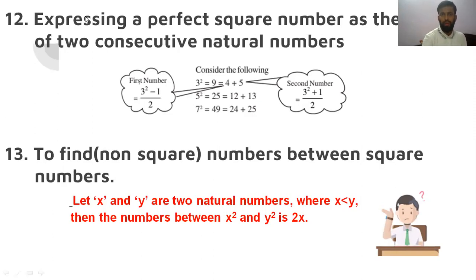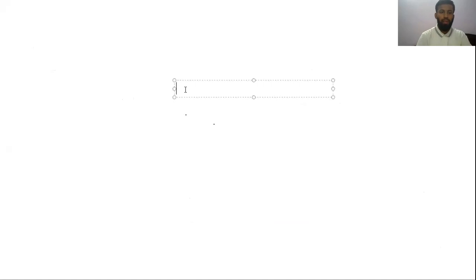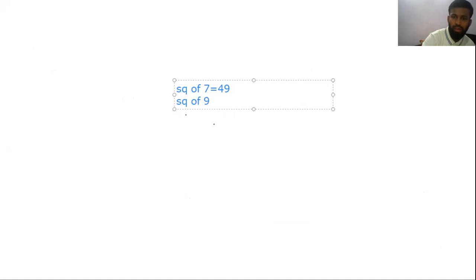Let me show you with an example. Let's say I have a square of 7, which is going to be 49, and 49 is a perfect square number. And then I have a square of 8, consecutive numbers, which is going to be 64. A square of 7 and a square of 8, right? See, 49 is a perfect square number. 64 again is a perfect square number.